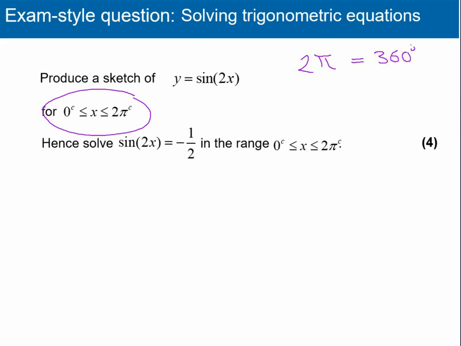So, to draw any sort of transformation, I would always start with sine x. So here's my simple sine curve, up to 1 and down to -1, and that's going to be 2 pi, this is going to be pi.